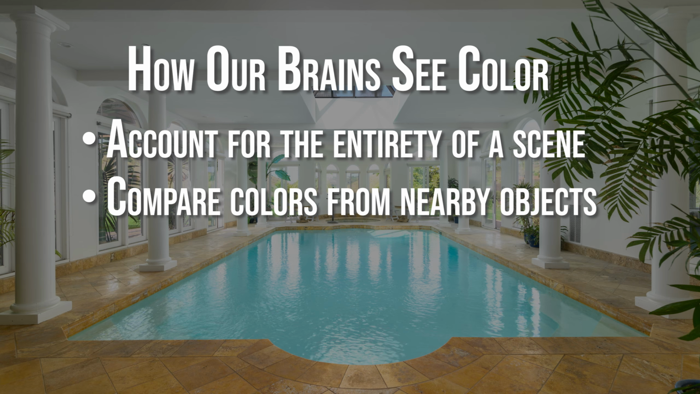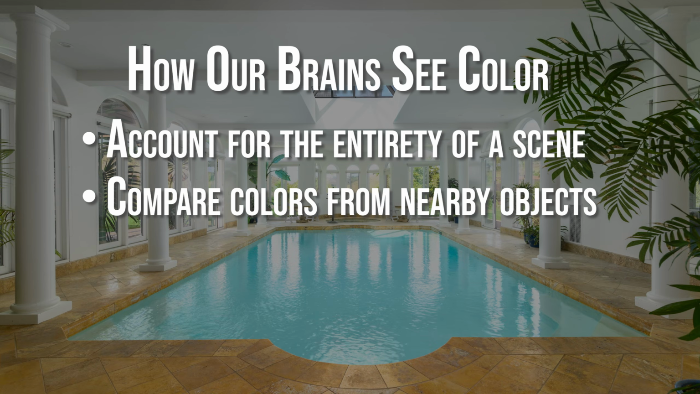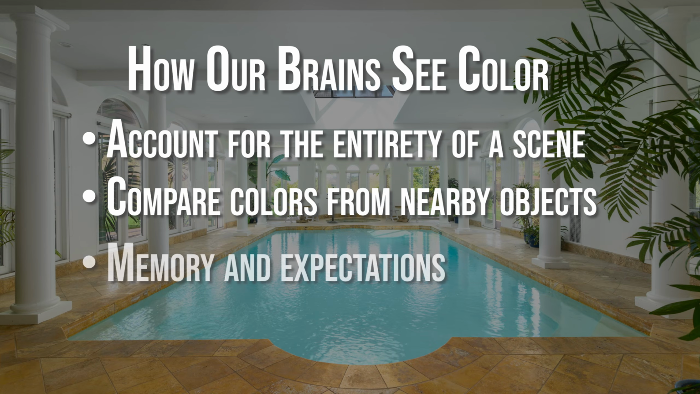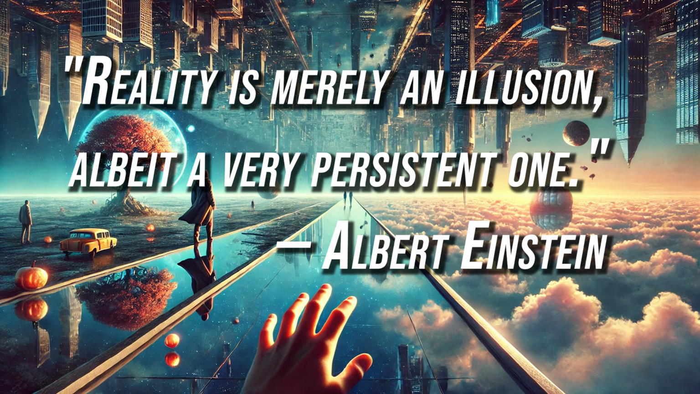Second, our brain then compares colors from other nearby objects, causing what we also saw with that corn sweet illusion. But more importantly is this third item, and somewhat disturbingly, that our perception of colors relies on our memory and expectations, what our mind knows or thinks it knows what a color should be. So everything we see is an illusion, and color plays a big part of that.